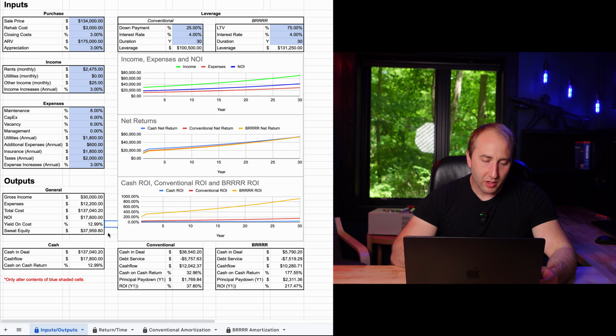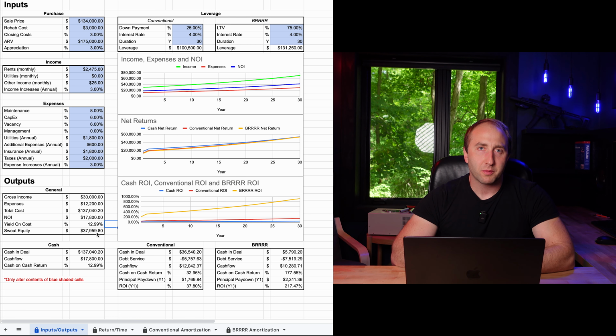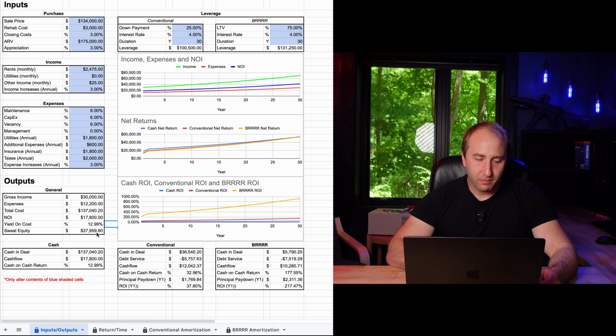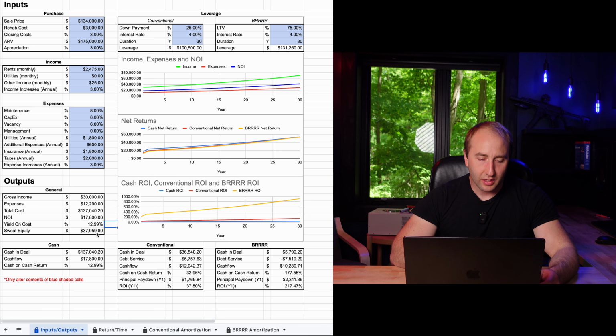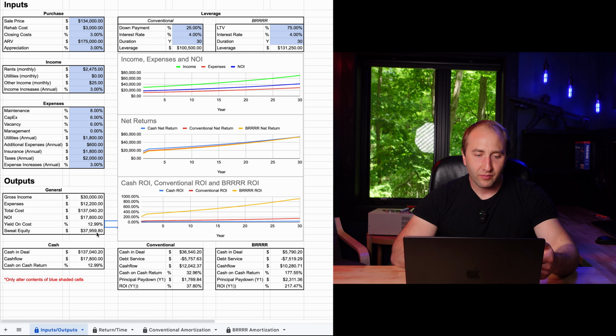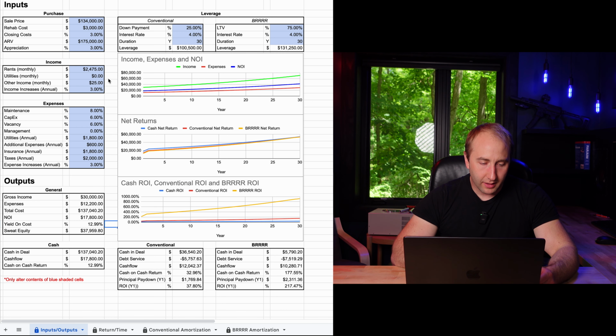Because it's worth now more than I have into it, I gained something called sweat equity or forced appreciation. In this case, I didn't force it. It's just organic appreciation from the market doing decently. So that amounts to about $38,000 in money to my net worth that I gained in the few years that I've owned this property.